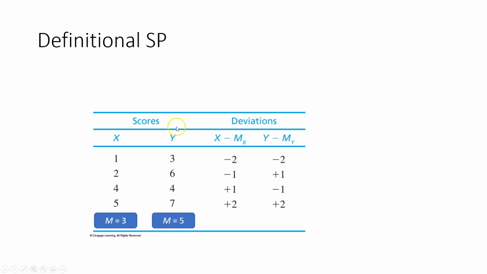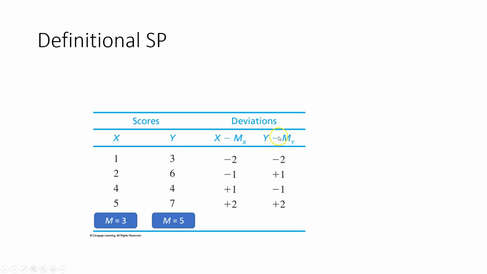Recall that the first thing we need to do in the definitional formula of the sum of products is to find the deviation of each score from its mean. 1 minus 3 is negative 2. 2 minus 3 is negative 1. 4 minus 3, positive 1. 5 minus 3, positive 2.